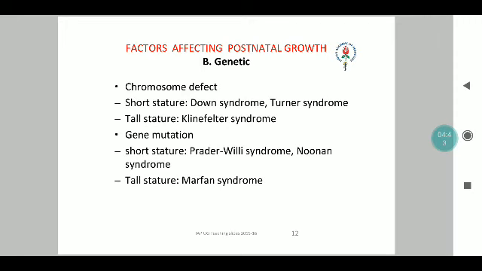If you consider the genetic factors, chromosomal defects are responsible for either short or tall stature. Short stature is seen in Down syndrome as well as Turner syndrome, to name just a few. Tall stature is characteristically seen in Klinefelter's and Marfan syndrome. And if you do consider gene mutations, Prader-Willi and Noonan syndrome are also causes of short stature. Marfan syndrome is specifically due to a mutation in the gene.